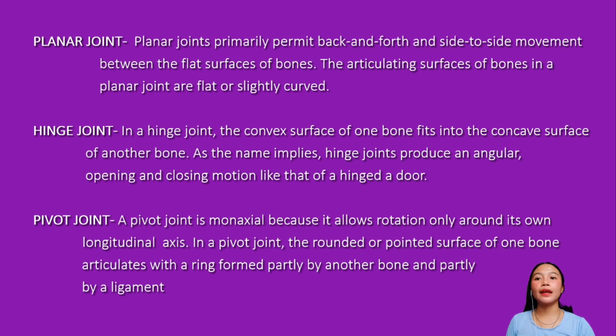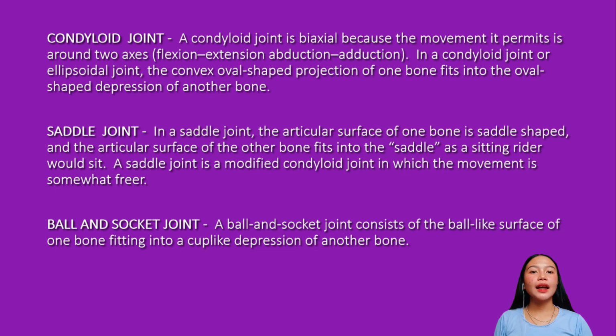Next is a pivot joint. A pivot joint is monaxial because it allows rotation only around its own longitudinal axis. In a pivot joint, the rounded or pointed surface of one bone articulates with a ring formed partly by another bone and partly by a ligament. Next is the condyloid joint. A condyloid joint is biaxial because the movement it permits is around 2 axes: flexion, extension, abduction, and adduction.